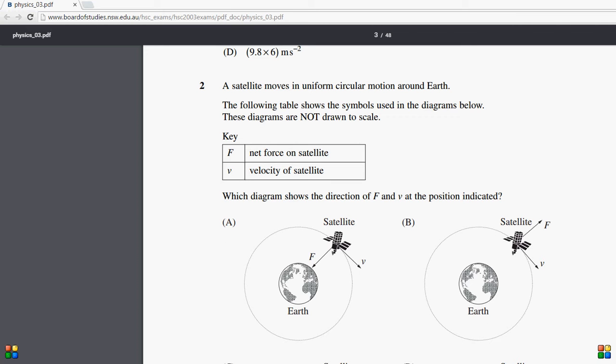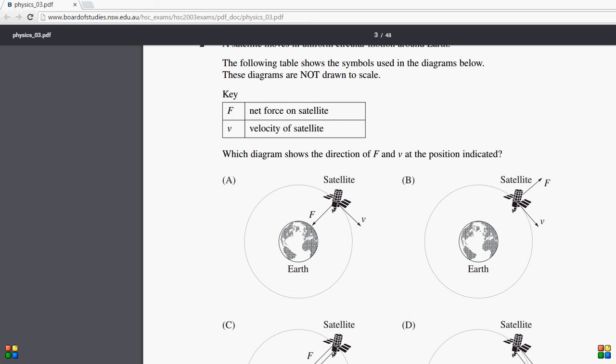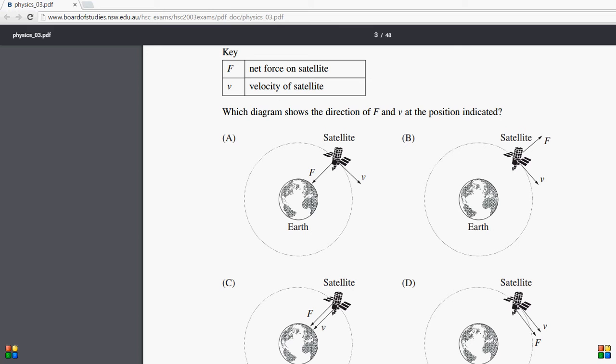Question 2. A satellite moves in uniform circular motion around the Earth. The following table shows the symbols used in diagrams below. Which diagram shows the direction of F and v at the position indicated? Okay, so it's A, and let's go about why it's A.